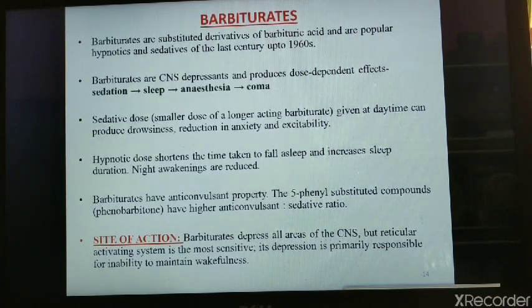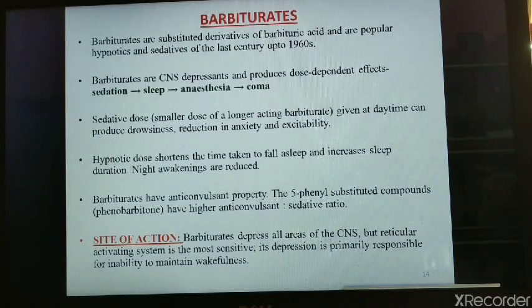Now, sedative doses given at daytime may produce drowsiness, and may reduce anxiety as well as excitability. Hypnotic doses, if given, shorten the time taken to fall asleep, that is, the person will fall asleep more rapidly, and increase the sleep duration. The night awakenings will also be reduced. Barbiturates also have anticonvulsant activities.